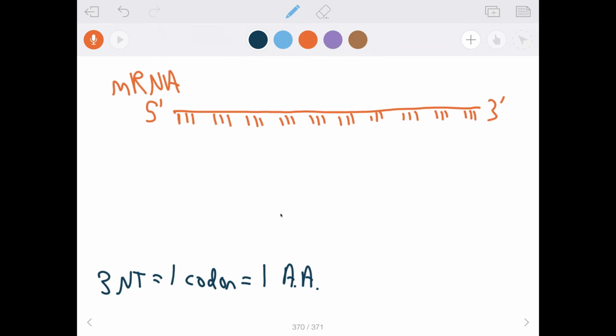But let's say you have CCC and then CCA as the first 2 codons. They could code for the same amino acid, right? Leucine's coded for 6 different ways. So technically, they could be coded for the same way, even though the codon, or the actual sequence, is not the same. One of them is CCC, the other is CCA, right? They're different, but they still code for the same amino acid. There's a lot of redundancy when it comes to this. Okay, lots of ways to code for the same amino acids.